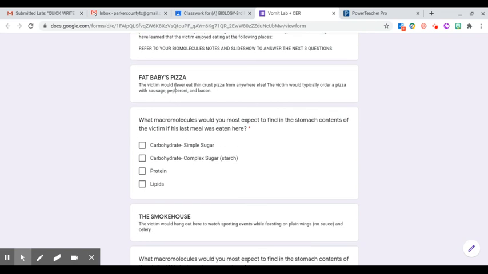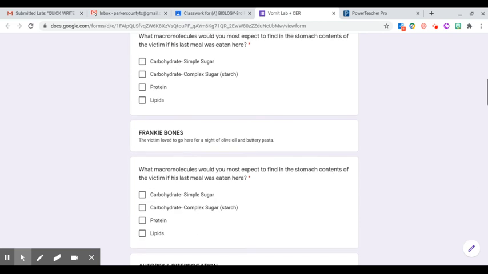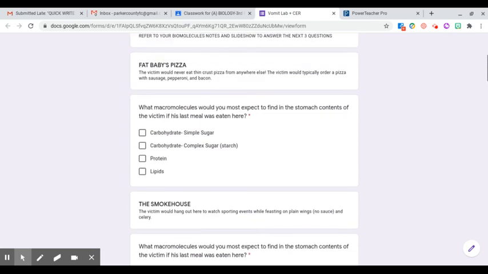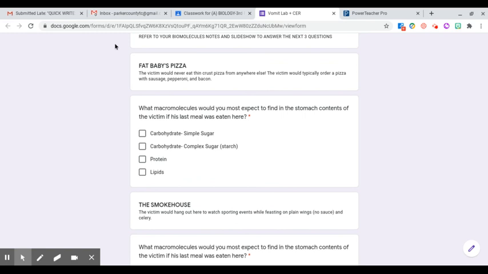So there are 3 restaurants: Frankie Bones, The Smokehouse, and Fat Baby Pizza. You need to look at what the victim would have eaten at these restaurants. Okay, pizza with sausage, pepperoni, and bacon. Think about what those foods are made of, and then come down here and determine which macromolecule you would find in the contents if your victim ate that pizza.